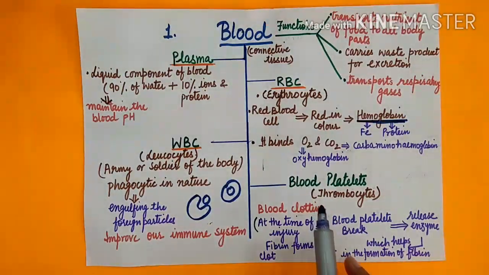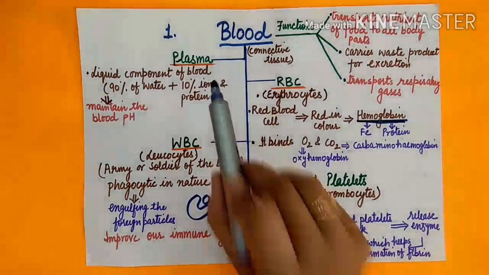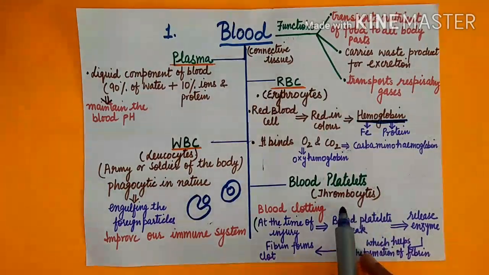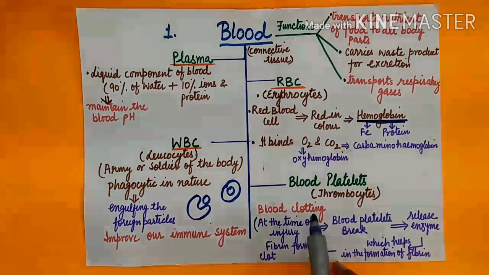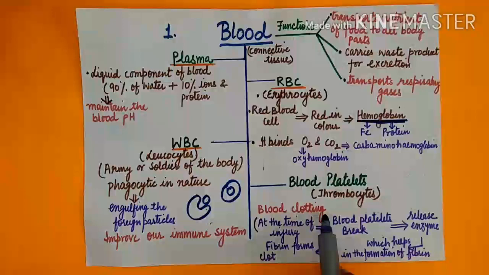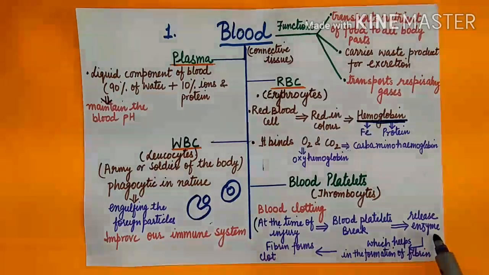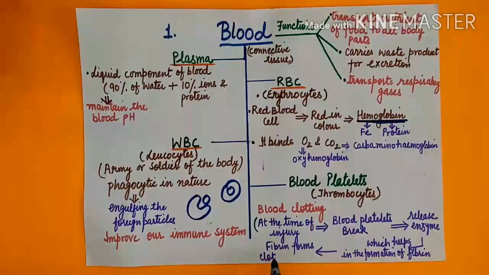Now let's take the third blood cell present in plasma, that is blood platelets. The other scientific name of blood platelets is thrombocyte. The main function of blood platelets is blood clotting. Clear? It helps in blood clotting. So what happens during blood clotting? At the time of any type of injury, blood platelets break and release enzymes. Enzymes help in the formation of fibrin, and this fibrin forms blood clots. Once the blood clot forms, it stops bleeding.